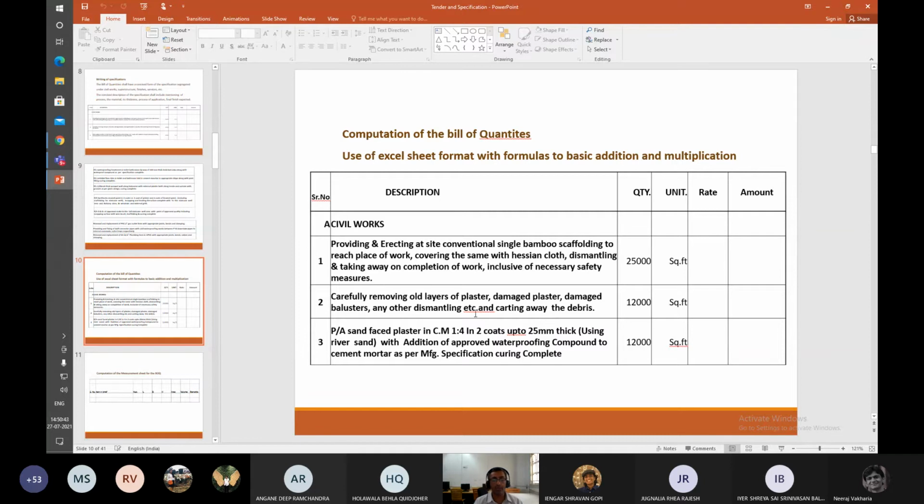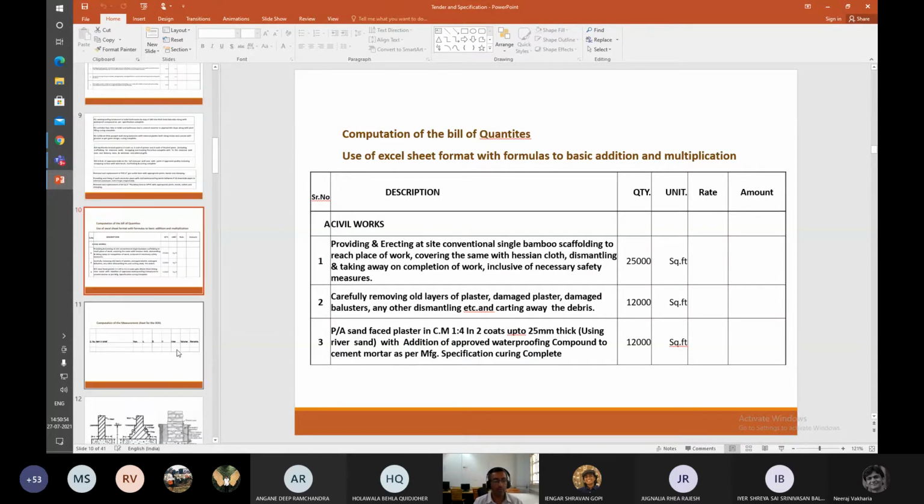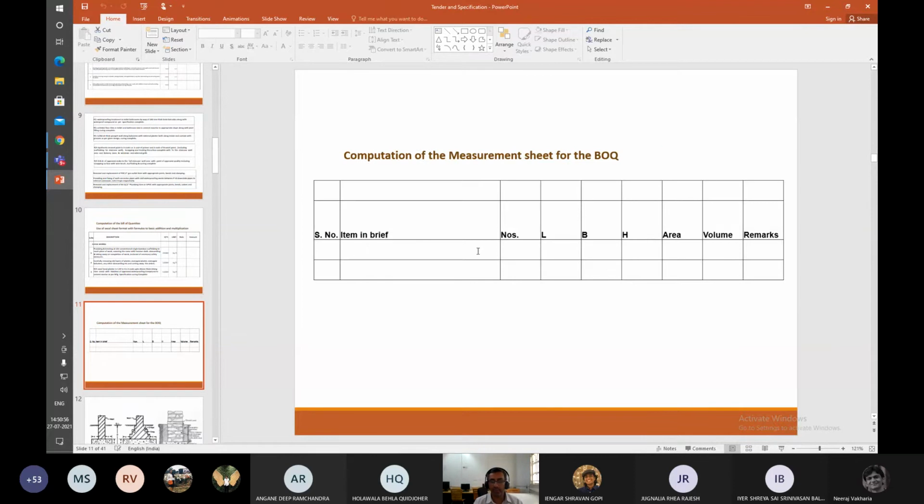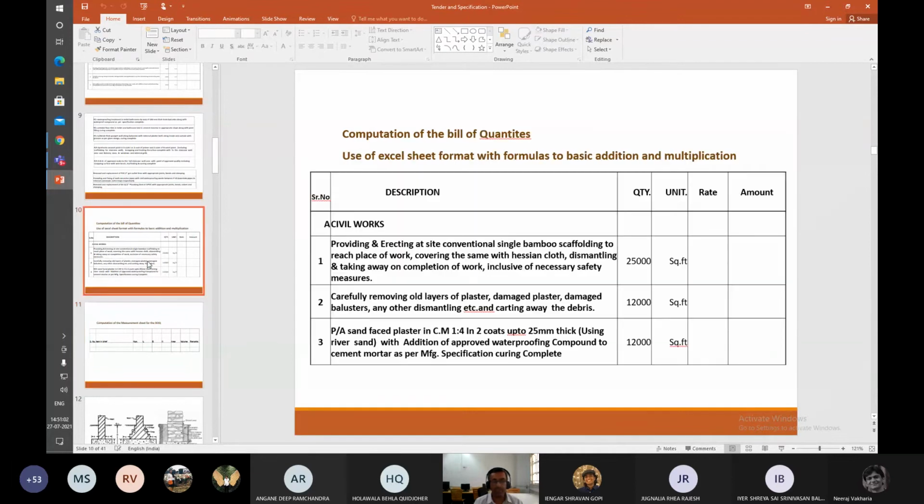Or in a manner to get the site in working condition. Is this clear to everybody? Again, you will go to the measurement sheet, and perhaps you'll give the length and breadth of your site. Again, it will be the area, and perhaps you will give the area here, and it can be cross-checked. Is this clear to everybody?